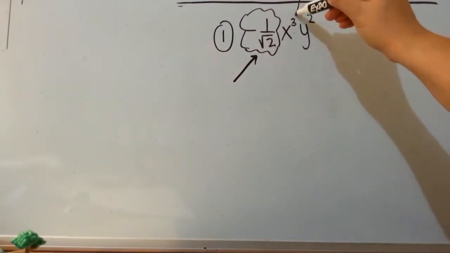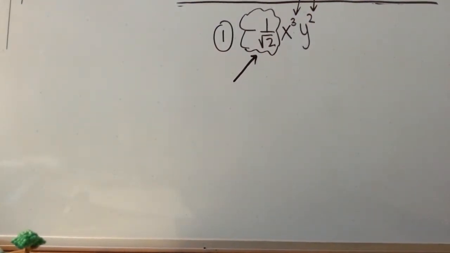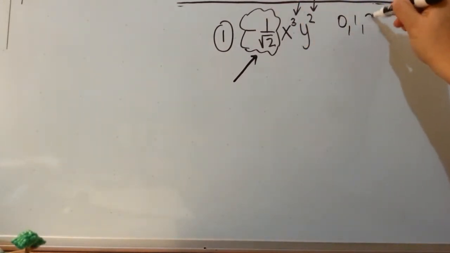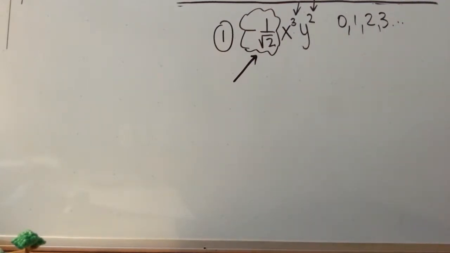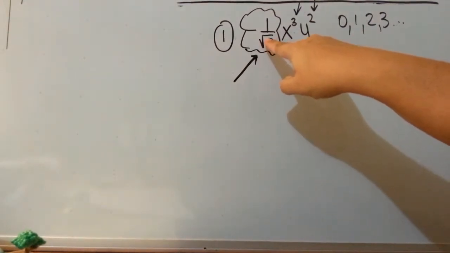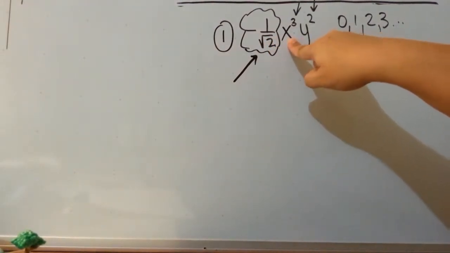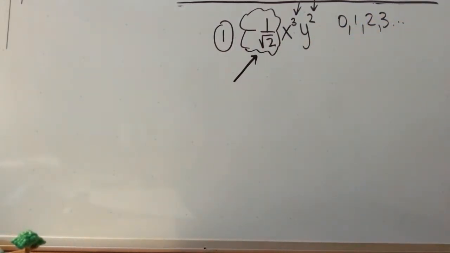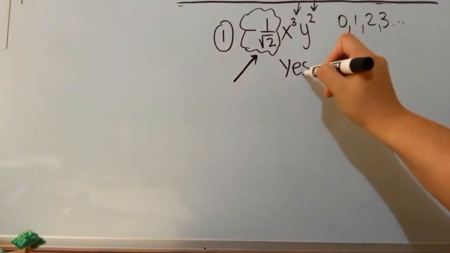And are these whole numbers? Are your exponents whole numbers? Yes, they're whole numbers. A whole number means that it can be 0, 1, 2, 3. It can't be decimals. It can't be fractions. The variables are not under a square root. Now that can be under a square root because that's just a number. But the actual variables are not under a square root and they're not in the denominator. So, yes, this is a polynomial.